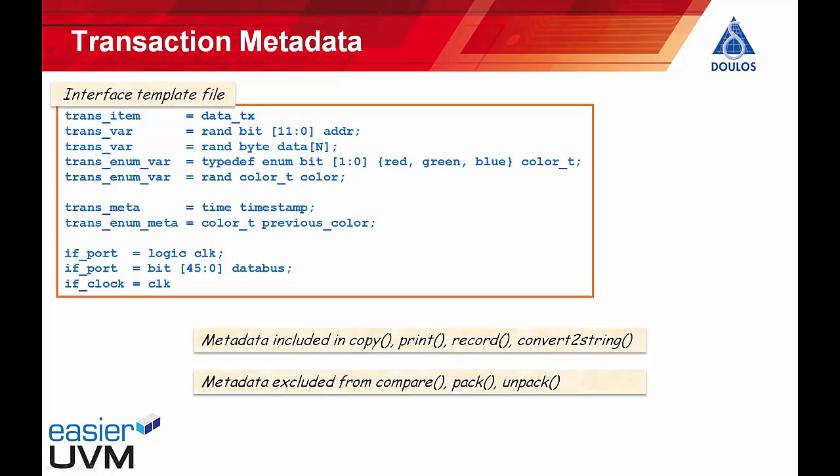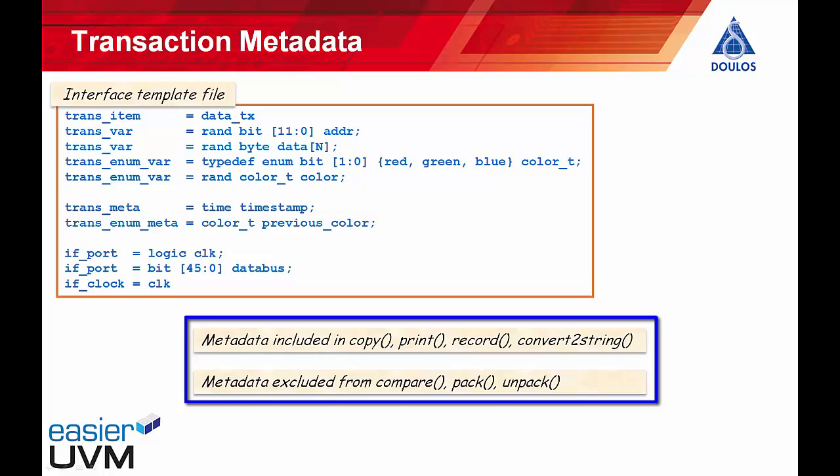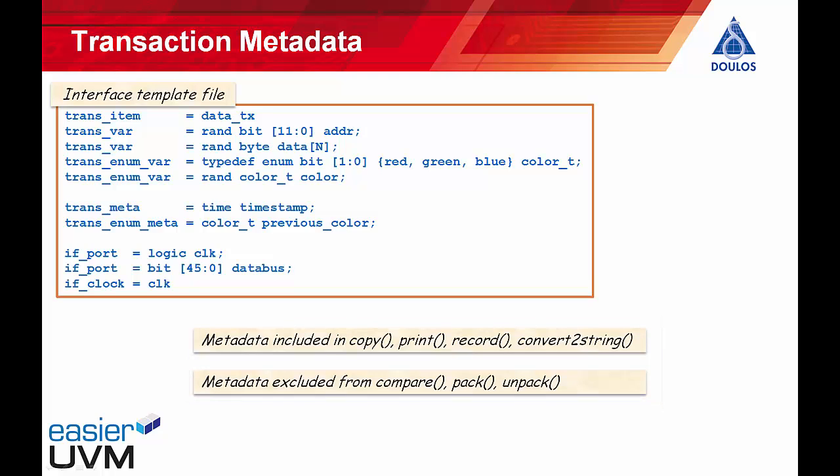Well, you typically want metadata to be treated differently. So with the Easier UVM code generator, if you use transmeta instead of transvar, then the metadata is included within copy, print, record, convert to string, but it's excluded from the compare and pack and unpack methods. Because if you're comparing two transactions, you don't want the transactions to be regarded as being different just because their metadata was different. And similarly, when you're packing the fields of a transaction for sending them to the design under test, you don't want to include the metadata in the packed field. So the Easier UVM code generator will do this for you.